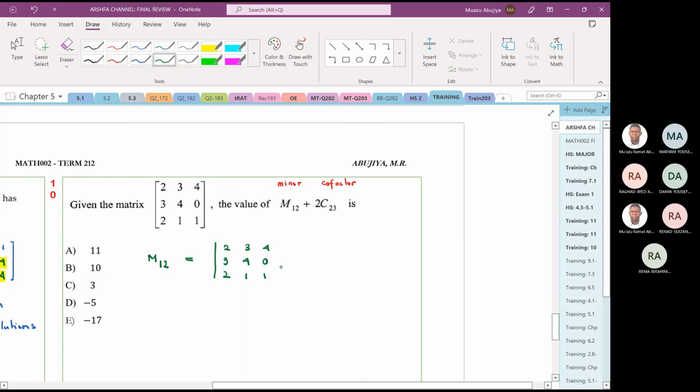So what do we do? I am going to delete row number 1. Okay, delete row number 1. And then column number 2 should be deleted also. We are going to delete column number 2.